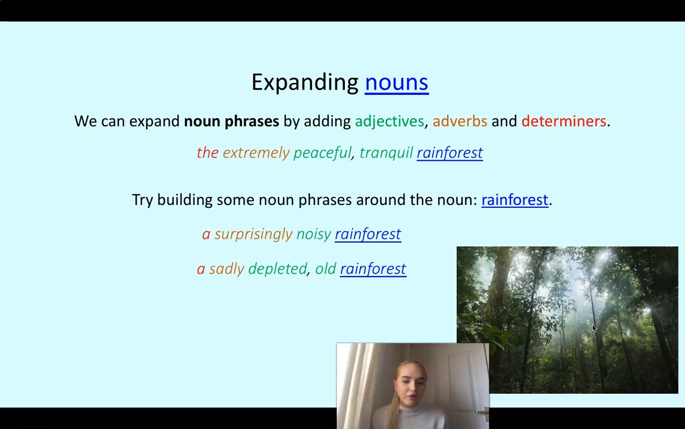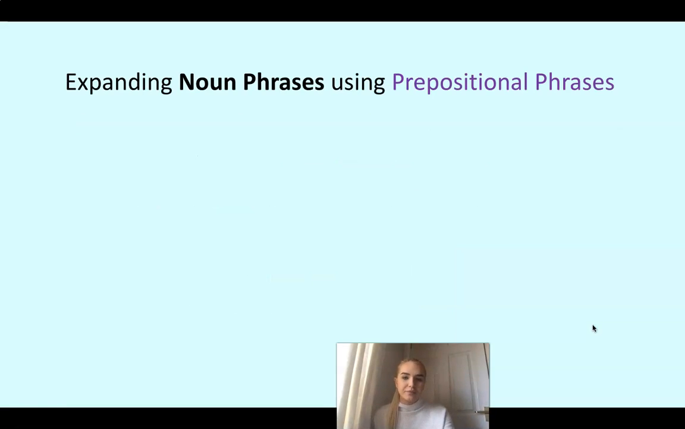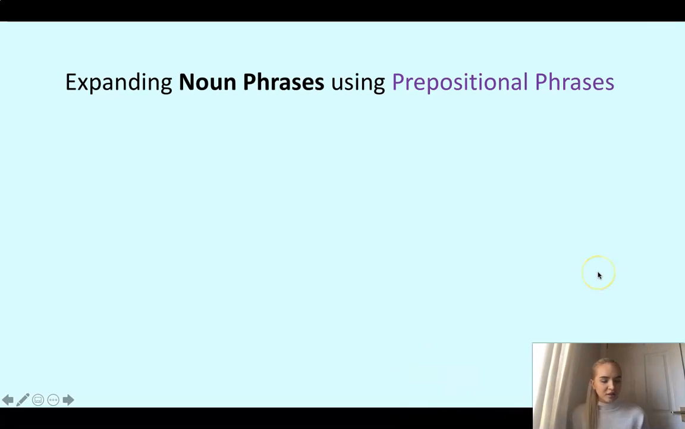What does that word depleted mean? That's right, the word depleted, if you don't know, depleted means when you exhaust something. So this is really old rainforest. The resources have been exhausted, used up maybe. We could have also had an amazingly beautiful rainforest, going back there to just one adjective and one adverb. So if you've got anything like that, where you've just included your determiner, your adverb, your adjectives and your noun, super job, well done.